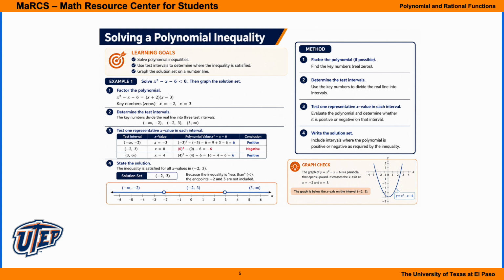So lastly, we have the graph check. So the graph of y is equal to x squared minus x minus 6 is a parabola that opens upward. So it crosses the x-axis at x is equal to -2 and x is equal to 3. And the graph is below the x-axis on the interval -2 to 3. So that confirms our answer that we previously got.